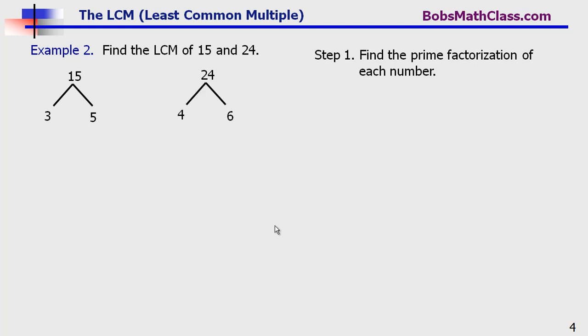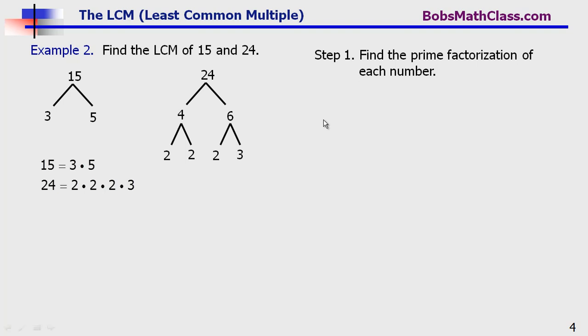24 is 4 times 6. 4 is not prime, so we'll break down the 4, and 6 is not prime, so break down the 6. Now I always like to write them down in a row. So 15 is 3 times 5, and 24 is 2 times 2 times 2 times 3. Remember, pause the video if you're not at this point yet.